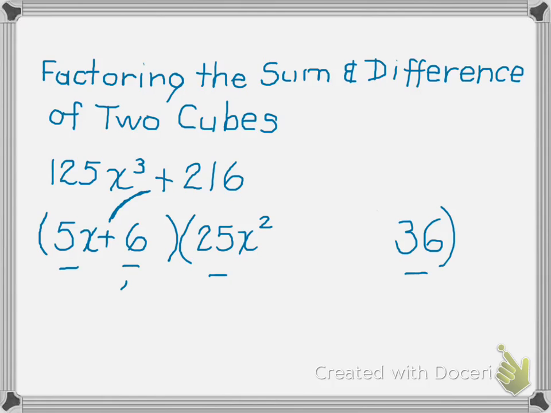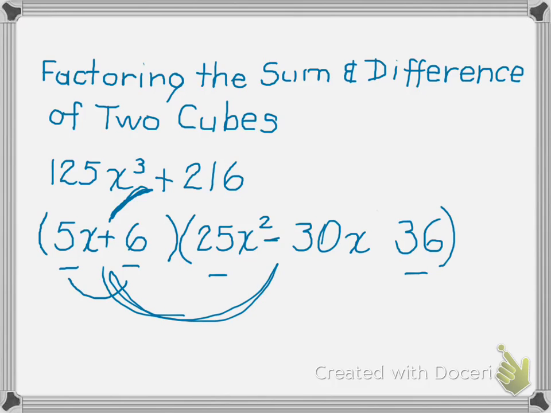To get the middle term, we multiply the two terms in the first set of parentheses together. So 6 times 5x is 30x. Now what about the signs? We said that these two signs match. These two signs should be opposite signs, so this is minus since the first one was plus. And this sign is always plus, no matter if it's a sum or a difference of two cubes.